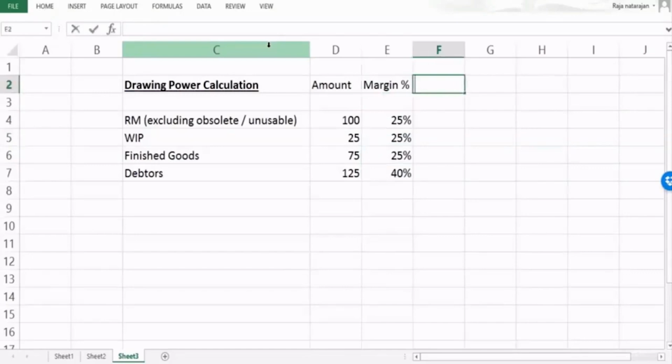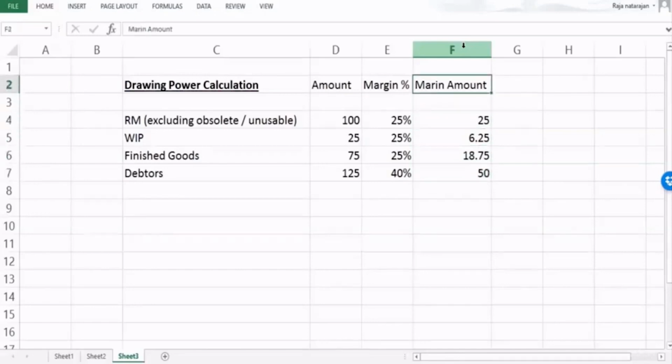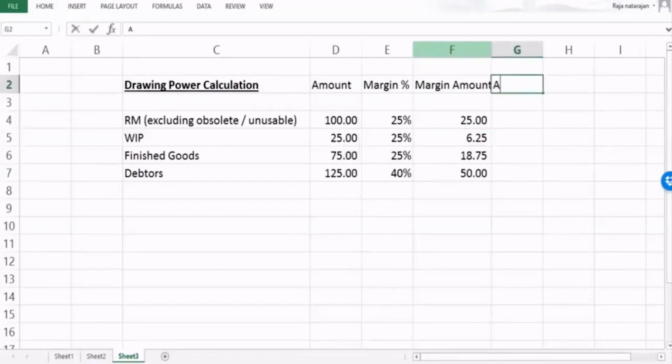So let's calculate the margin amount now. How has it been done? It's 100 multiplied by 25%, that is 25; then 25 into 25%, 6.25; 75 into 25%, 18.75; 125 into 40%, it's 50. Now from this amount, if we deduct this margin amount, what we get is going to be the advance value. Advance value is nothing but this amount minus margin.